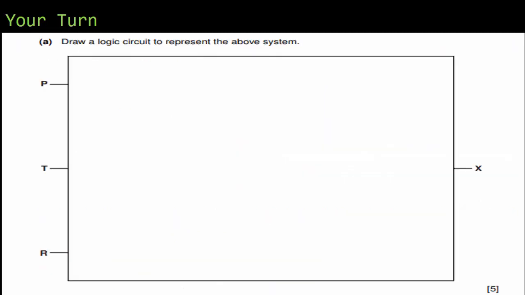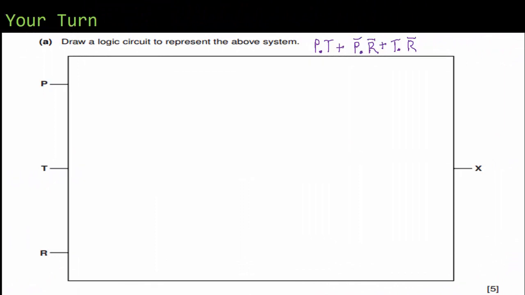So now let's go ahead and take a look. Let's draw a logic circuit to represent that system. So what I want you to do first is go ahead and write it out, and then go ahead and draw your system. If you're having trouble drawing this, let me go ahead and walk you through it.